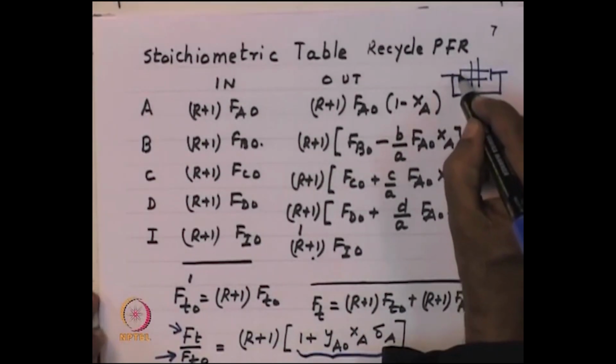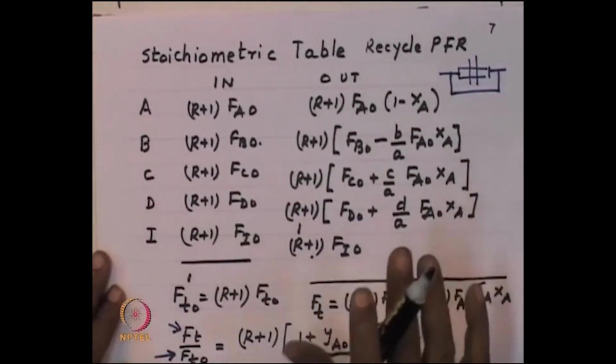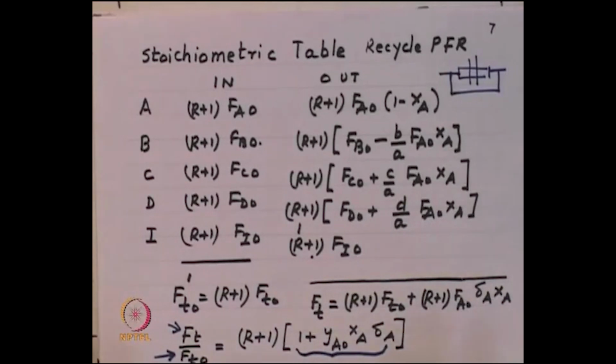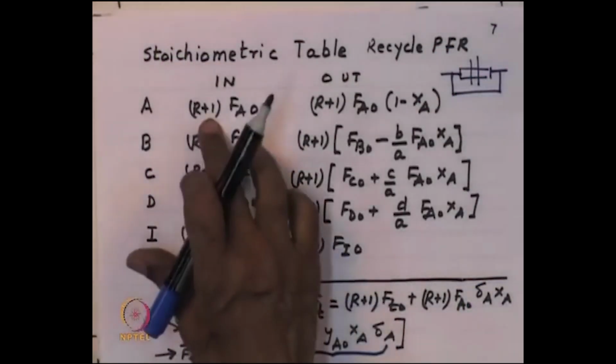At this point, in the absence of reaction, this is what is entering. What we are trying to say is that when we are trying to look at the recycle system, our basis should be R plus 1 times what enters the reactor in the absence of reaction. I think this is the fundamental difference that we must recognize towards recognizing the basis, because we need a basis to define conversion, and that is why we said this is the basis on which the reaction takes place. So, basis is R plus 1 F A 0.